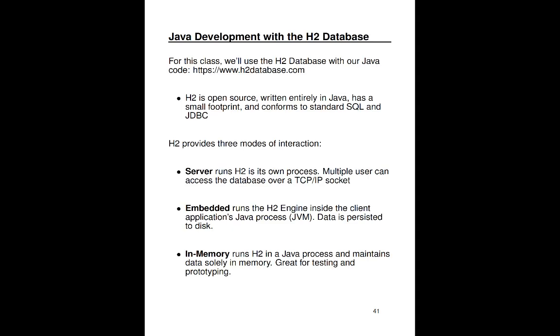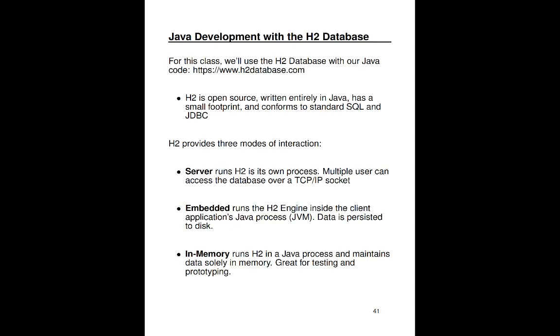So H2 provides three modes of interaction. There's server mode, which is kind of the traditional way of running a database. It's a separate process from your application. You access it through a network socket using TCP/IP. You can have multiple clients all working with it at the same time. Really nice stuff. We won't be using H2 like that in this course. Instead, we'll be using it in the other two modes.